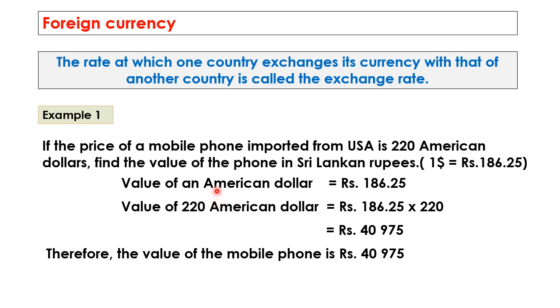Here students, the question is to find the value of the phone in Sri Lankan rupees. Therefore, we are keeping the Sri Lankan rupees on the right side. The data is American dollars. We are keeping that on the left side. So we need to make the relationship between the American dollar and the Sri Lankan rupees by keeping the question always on the right side. So $1, 186.25, therefore $220. By multiplying, we can get the answer. Let's see one more example related to foreign currencies.